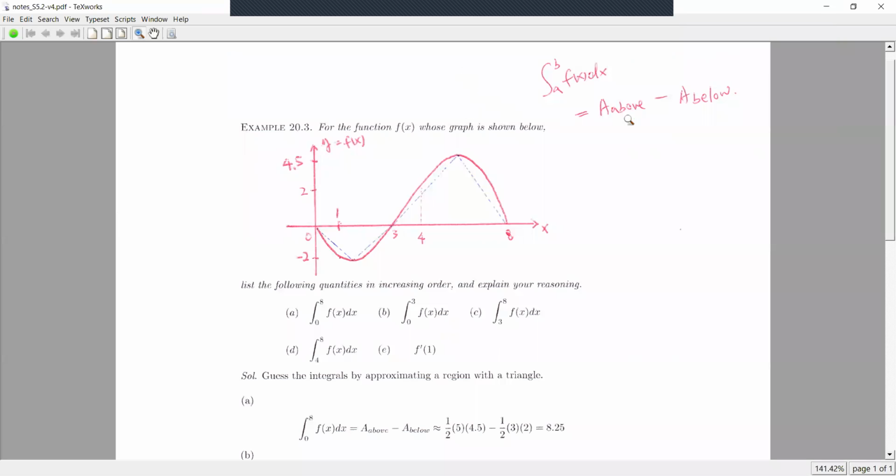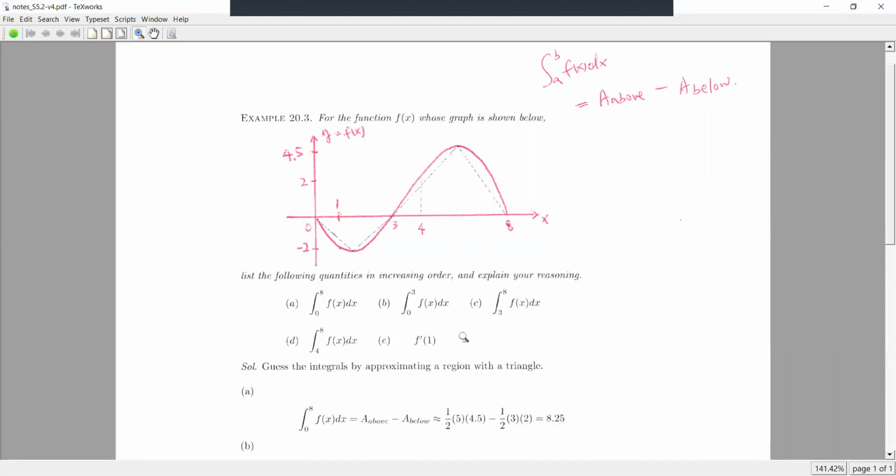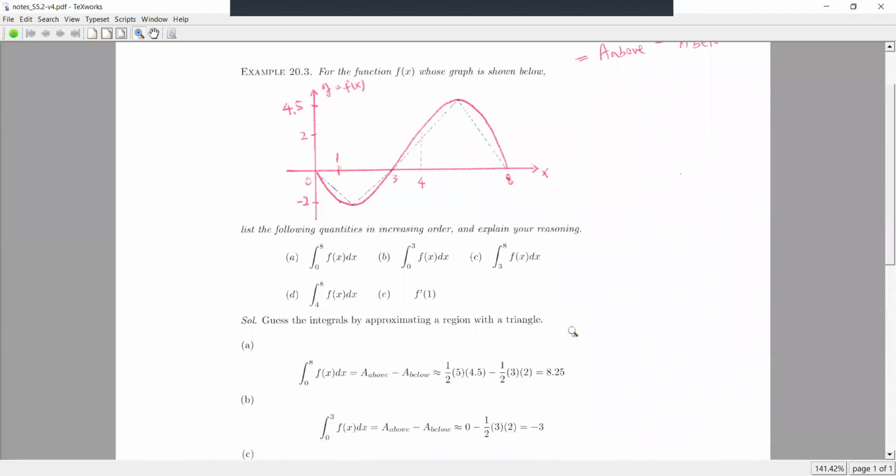One more example about this formula. For the function f, whose graph is shown below, list the following quantities in increasing order and explain your reasoning. To list the quantities from the smallest to the largest, we need to know roughly the values of the quantities. Now, let me guess the values of these quantities.